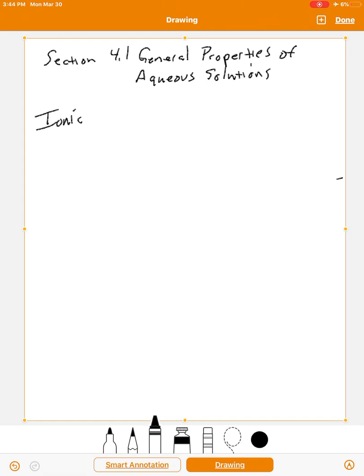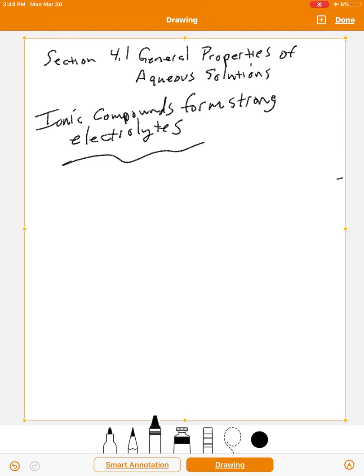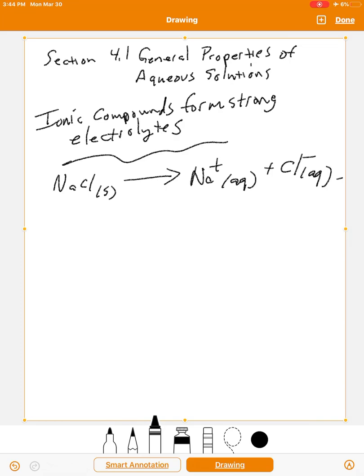So ionic compounds form strong electrolytes. Okay, just like the strong acids do. So the idea here would be like sodium chloride. If you dissolve it into water, you get sodium ion and chloride ion. How do we know it's an ionic compound? If you have a metal with a nonmetal, that would make it an ionic compound.